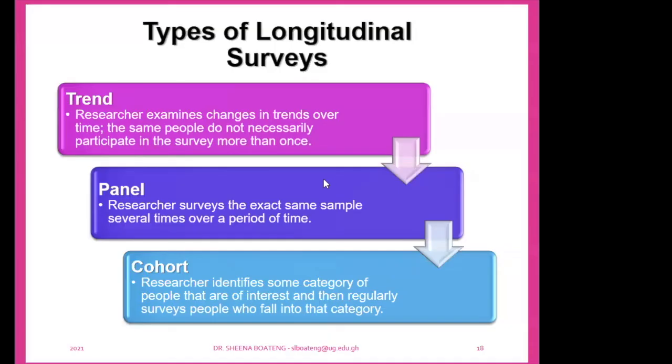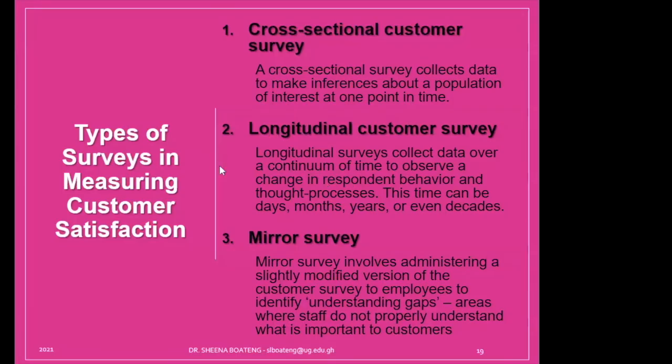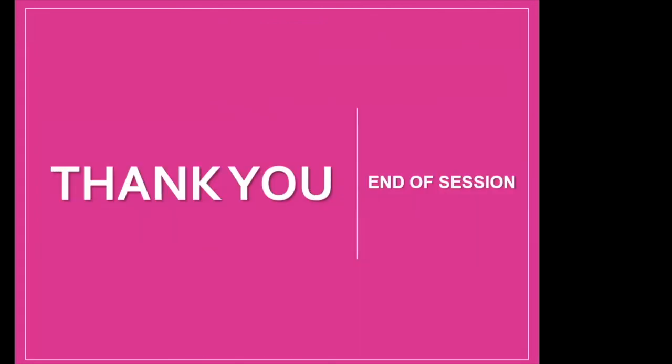So that is it for the three types of survey that we have. Mirror survey is a mirror of the survey that we give to our customers, be it cross-sectional or longitudinal. In the longitudinal or cross-sectional survey, we are asking them what factors matter to them when it comes to customer satisfaction, right? Okay. But in the mirror survey, we also want to know whether our employees know what matters to customers when it comes to customer satisfaction. Does it make sense?